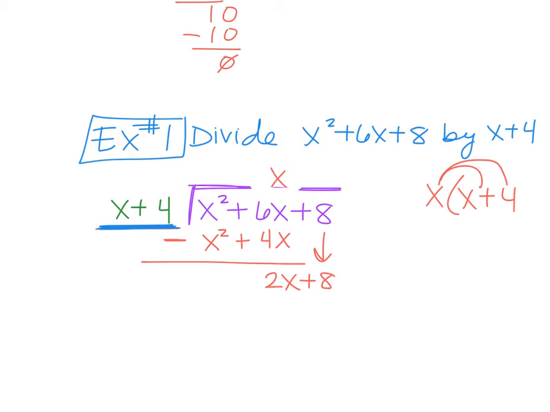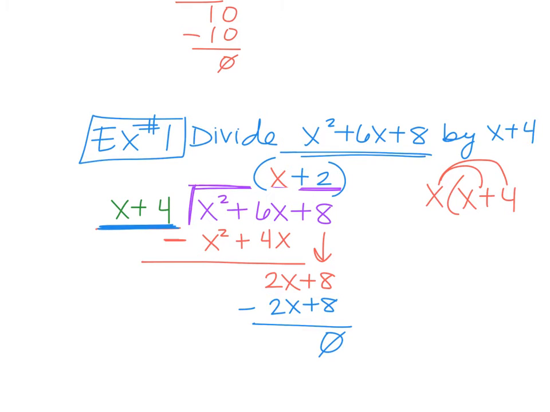You just look at the first term, how it goes into the first term here. So x into 2x. What do we have to multiply x by to get 2x? 2. So you're going to put that plus 2 up top, and then you're going to multiply it. 2 times x is 2x. 2 times 4 is 8. You just said how satisfying it was. I know, but that was one of the easy ones. Your remainder is 0, which means x plus 2 is a factor of x squared plus 6x plus 8.